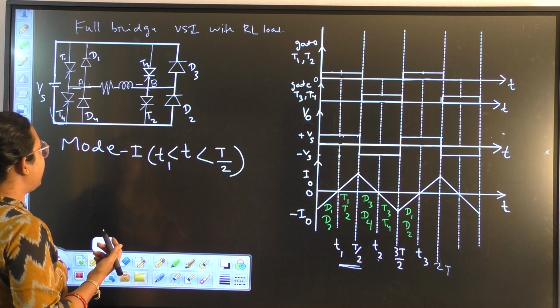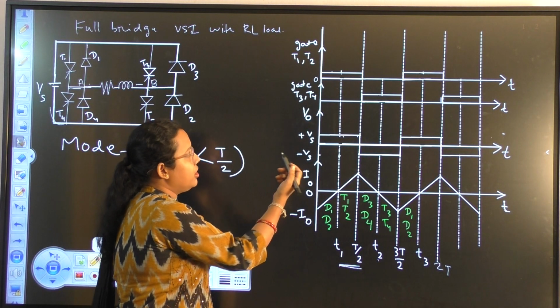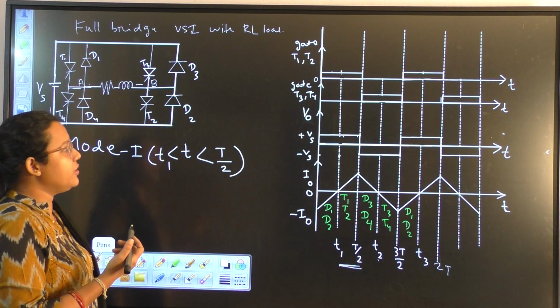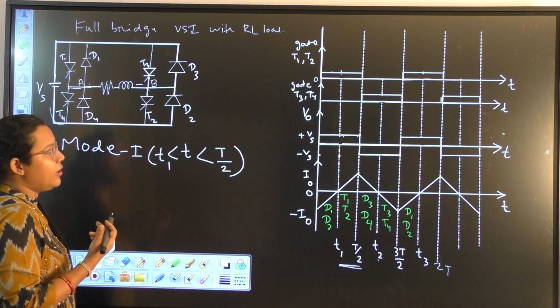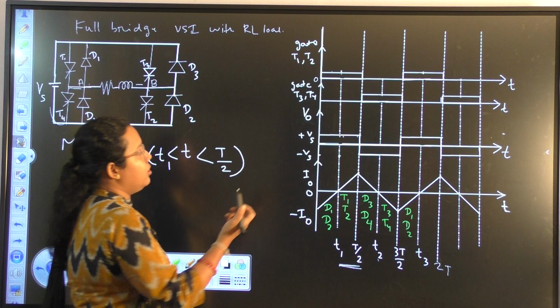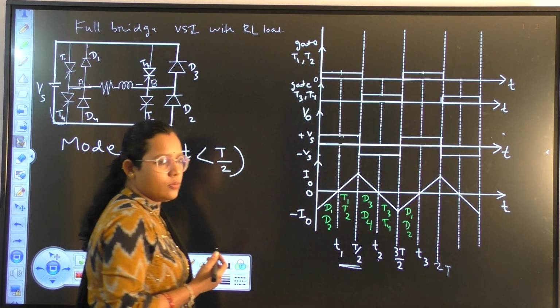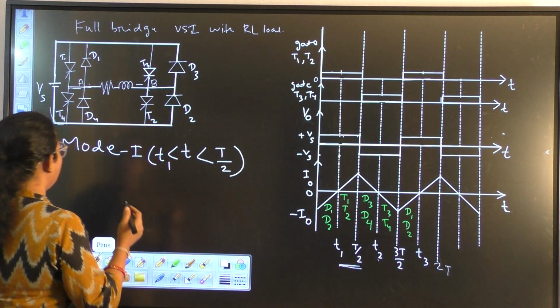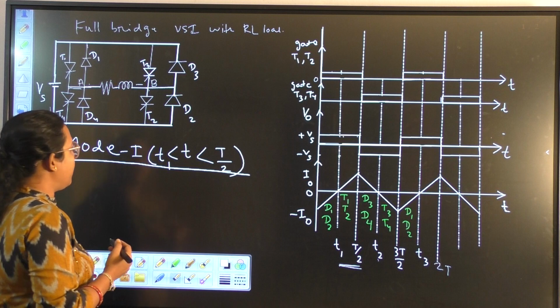We have to assume that when T1, T2 is conducting, T3, T4 is off. Similarly, when T3, T4 is conducting, T1, T2 is off. So at a particular time, only 2 thyristors will conduct and the other 2 will be turned off. We are going to discuss 4 modes of operation.